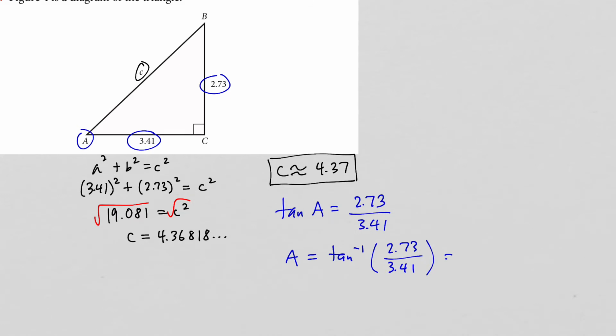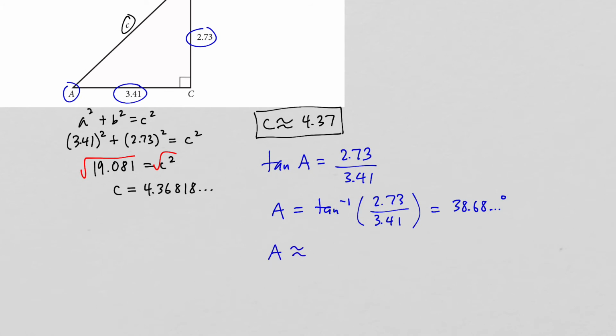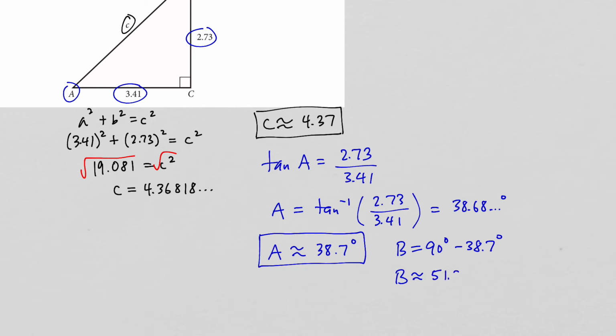And when you do that, you should get 38.68, etc. degrees. And rounding that to the nearest tenth of a degree, we get angle A is approximately 38.7 degrees. Once we have angle A, we can find angle B by simply taking the complement of angle A. And when we do that, we get B is approximately equal to 51.3 degrees.